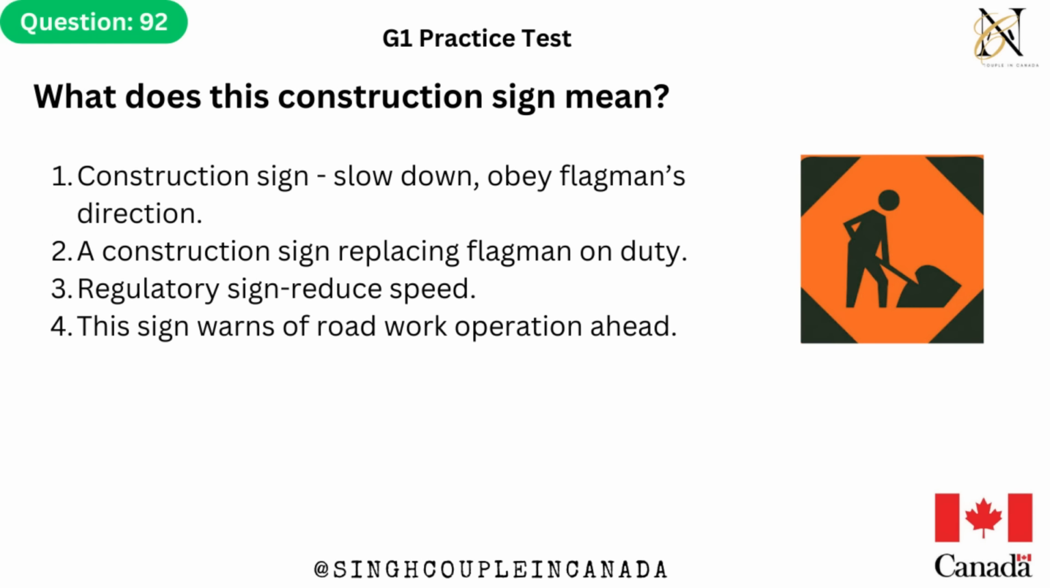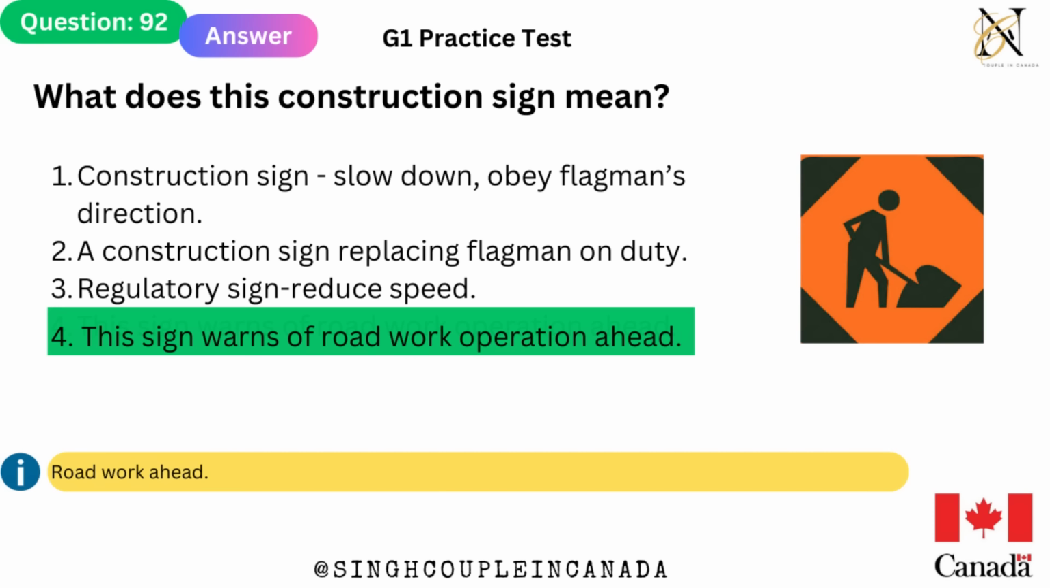What does this construction sign mean? 1. Construction sign, slow down, obey flagman's direction. 2. A construction sign replacing flagman on duty. 3. Regulatory sign reduce speed. 4. This sign warns of road work operation ahead. The answer is 4. This sign warns of road work operation ahead.